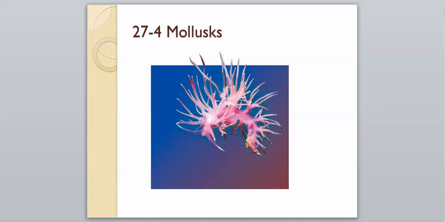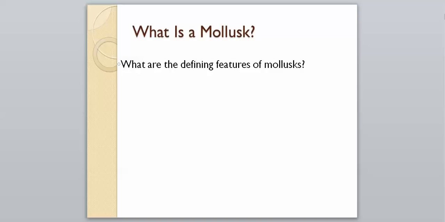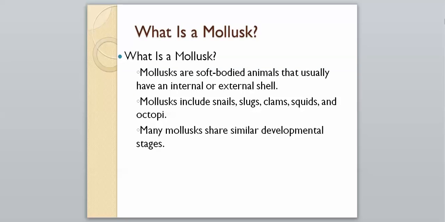So in order to get started, we just have to look at what are the defining features of a mollusk. What makes a mollusk a mollusk? They are soft-bodied animals that usually have an internal or external shell. That's going to be a big characteristic of this group, whether or not they have a shell. And these include things like snails, slugs, clams, squids, and octopi. So you've all heard of these before.